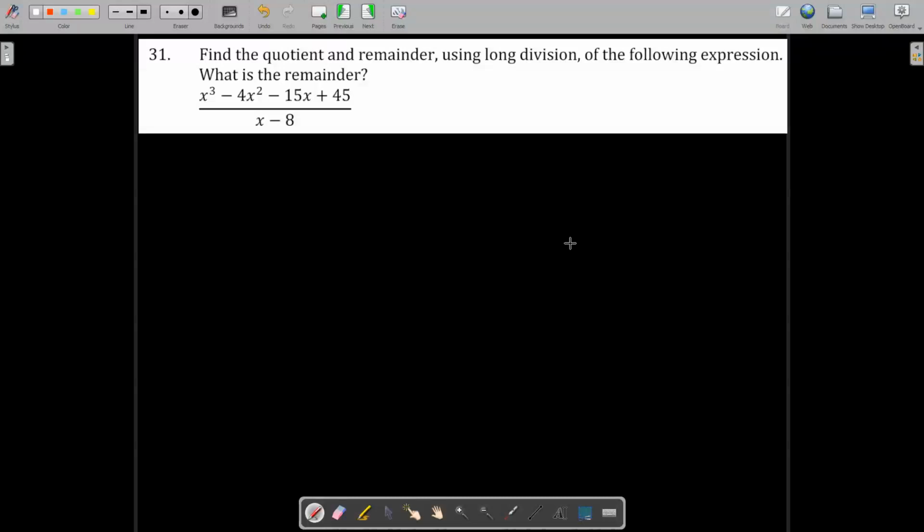Number 31, find the quotient and remainder using long division of the following expression. What is the remainder? Okay, they give us our dividend over our divisor. We are going to use long division. On the test, you must use long division. According to our pre-cal teachers, this is a very important skill.